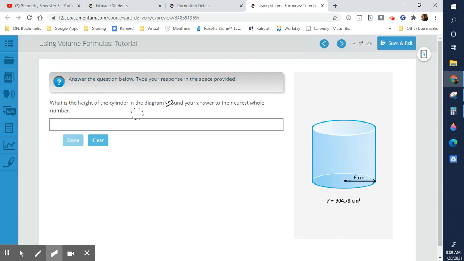What is the height of the cylinder in the diagram? They give us the volume, so we're going to use our formula. V equals pi r squared times height. If our volume is 904.78, then 904.78 equals pi r squared times height. What we're going to do here is divide both sides.